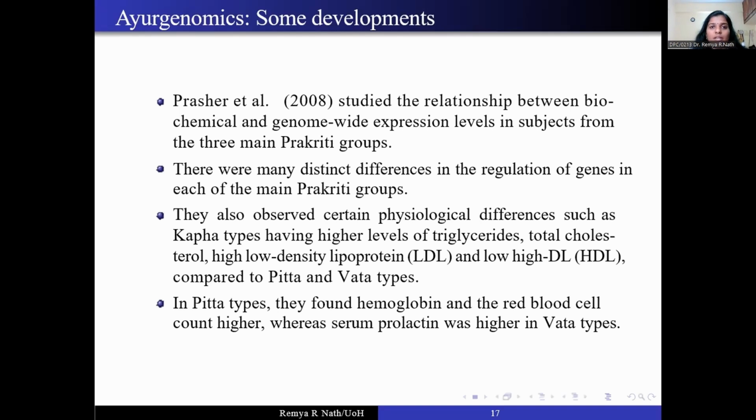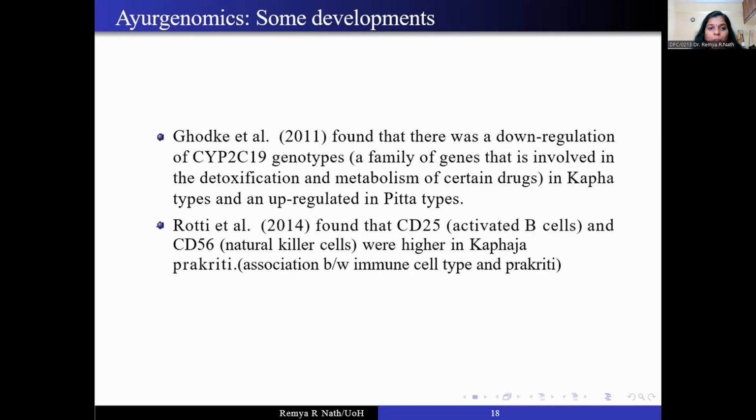In 2008, Prasher et al. studied the relationship between biochemical and genome-wide expression level in subjects from the three main Prakriti groups. There were many distinct differences in the regulation of genes in each of the main Prakriti types. They also observed certain physiological differences, such as Kaphaja Prakriti having higher levels of triglycerides, total cholesterol, high low-density lipoprotein, and low high-density lipoprotein compared to Pittaja and Vataja types. In Pittaja Prakriti, they found hemoglobin and RBC count higher, whereas serum prolactin was higher in Vataja Prakriti.